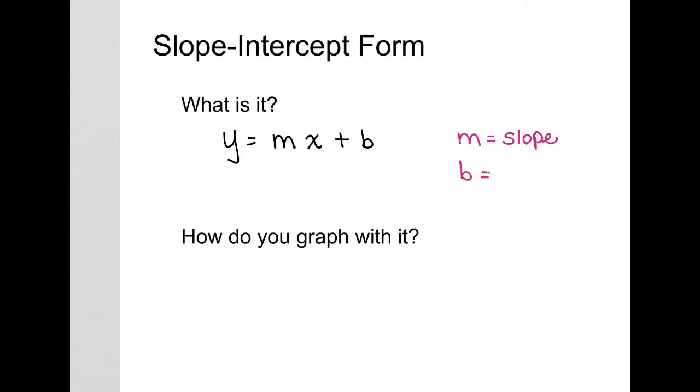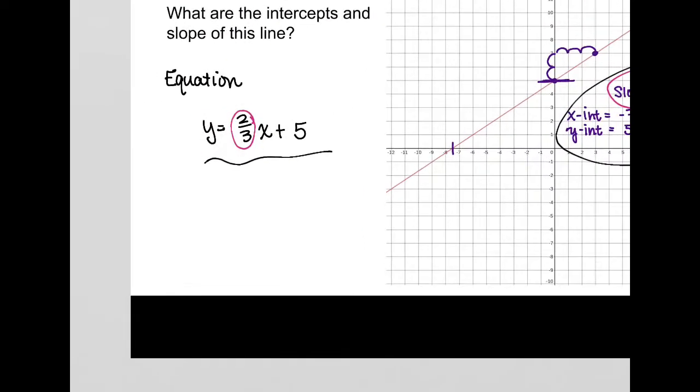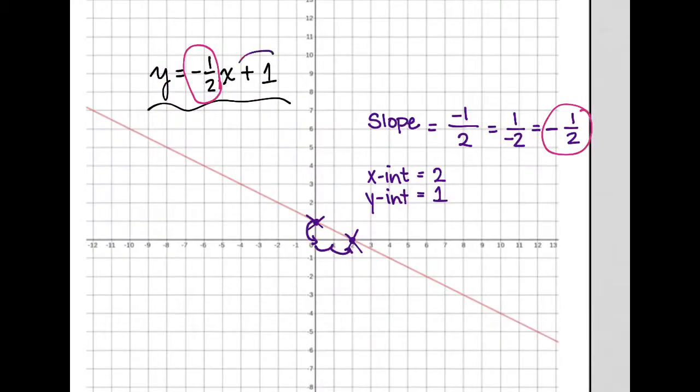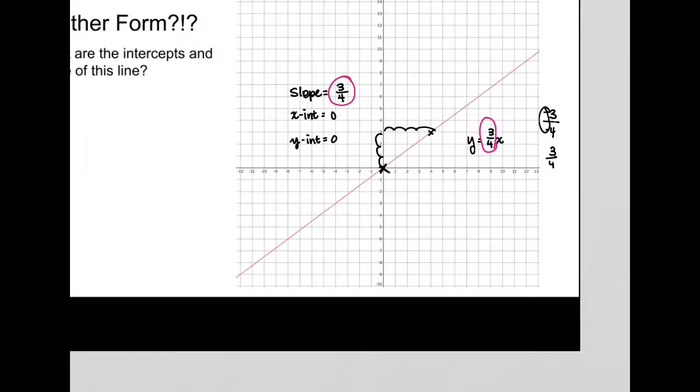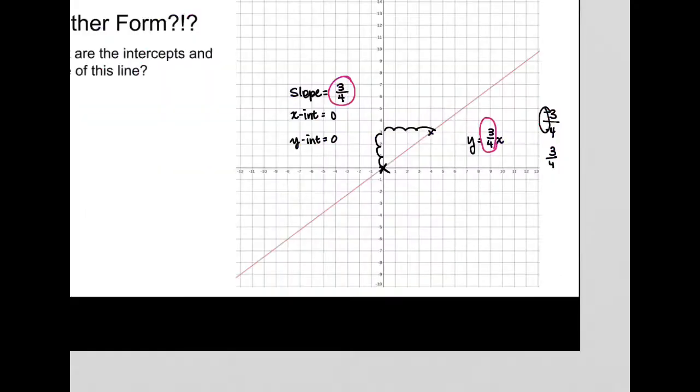And then what are we adding at the end? B. Let's start with this one. So B here is 5. Here it's 1. And here it's what? Well, what has it been every other time? It's been the y-intercept.